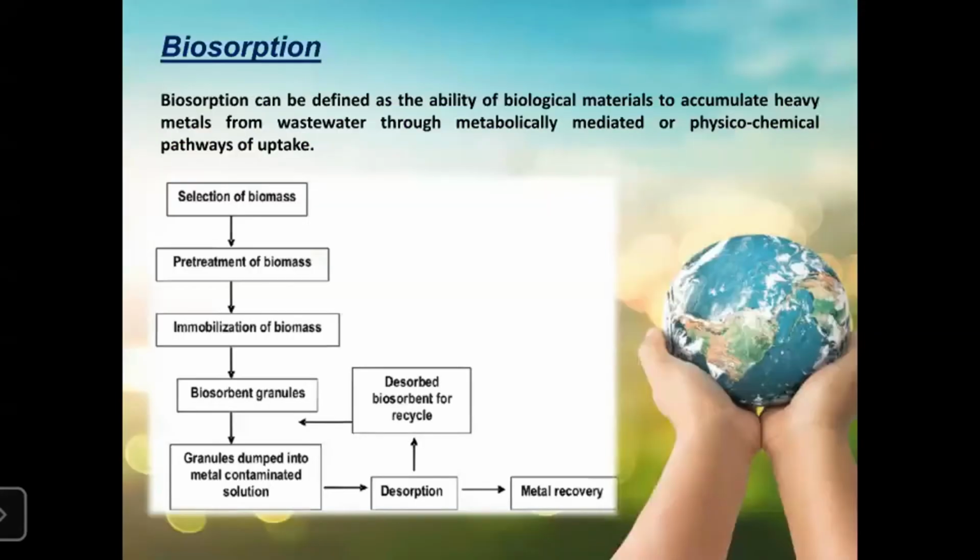There are also some factors, such as biosorption. Biosorption can be defined as the ability of biological materials to accumulate heavy metals from wastewater through metabolically mediated or physicochemical pathways of uptake. Here are some steps in the given picture: the selection of biomass, then pre-treatment of biomass, then immobilization of biomass, then biosorption of granules, then granules dumped into metal-contaminated solution, then desorption, then metal recovery.